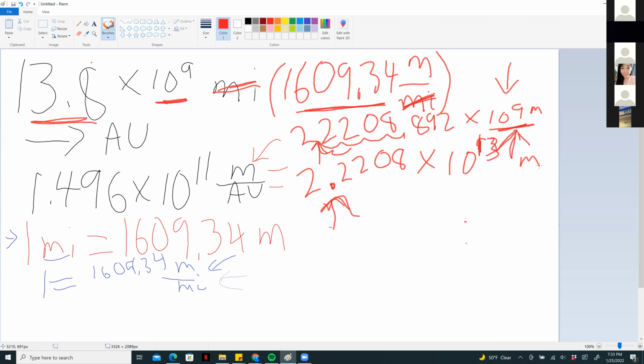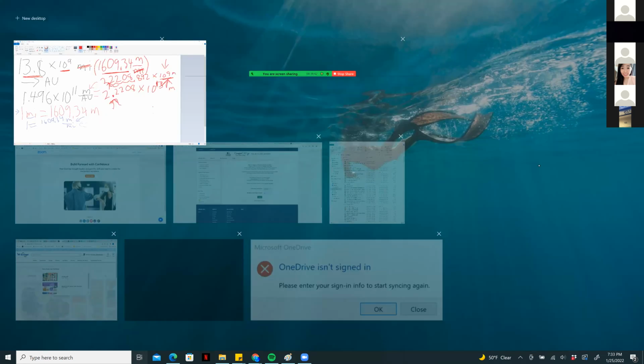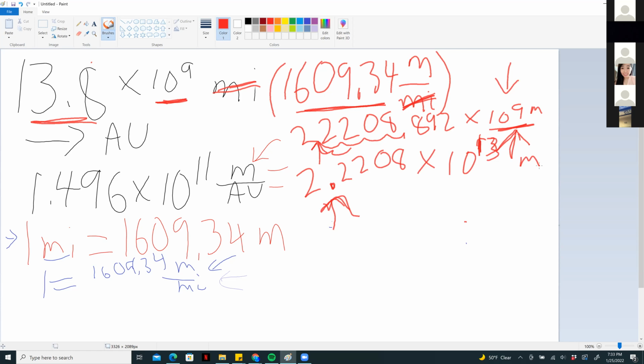Okay, so what are we going to do to get rid of meters? We're going to multiply by one more conversion factor, and that's this one right here. Oh dear. Sorry, I was a little too close to the edge of the screen and the computer thought I was doing something else. So we have the number of meters per AU.